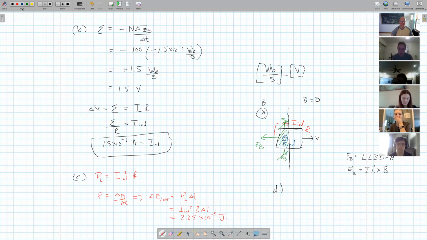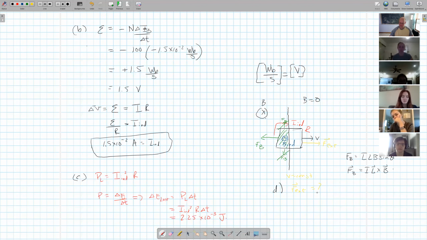But the problem insists that this thing moves through with a constant velocity, which means the only way that's going to happen is if I grab this portion of the wire and pull it in this direction with some external force. This is what it wants to know. What is the external force pulling on this wire to cause it to move through with a constant velocity?